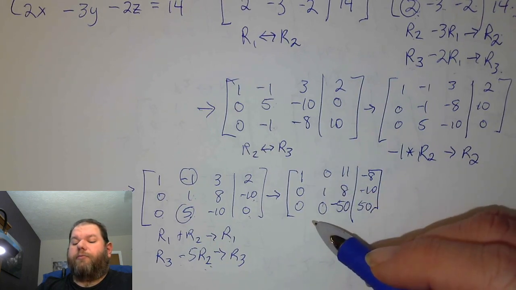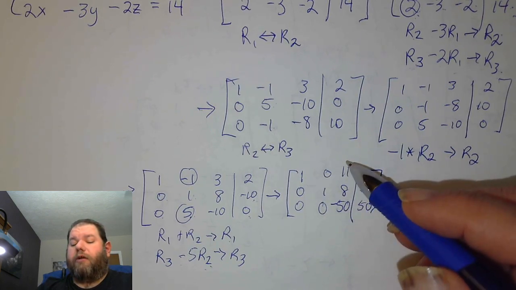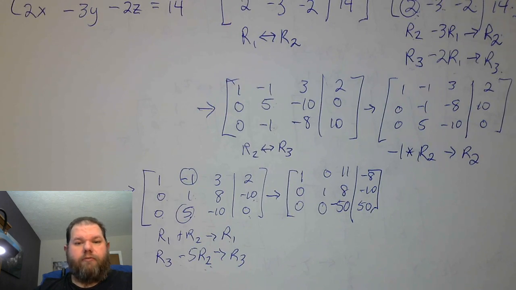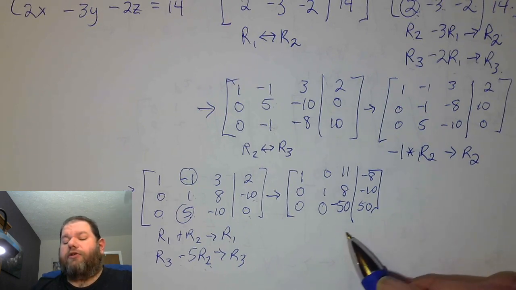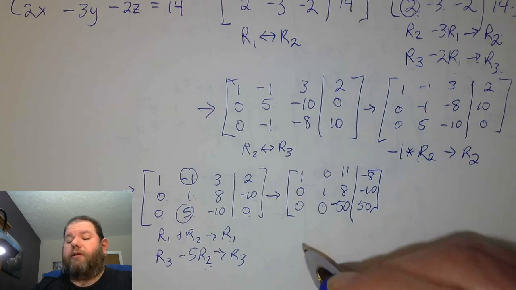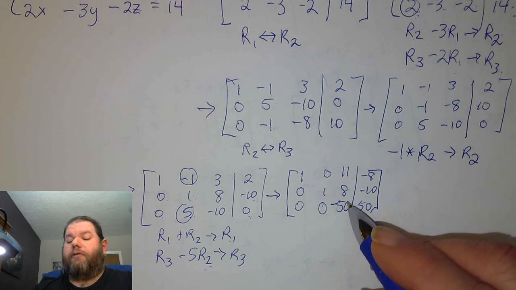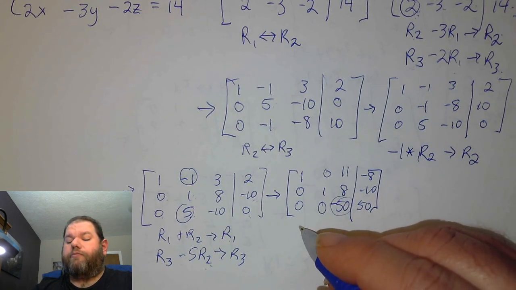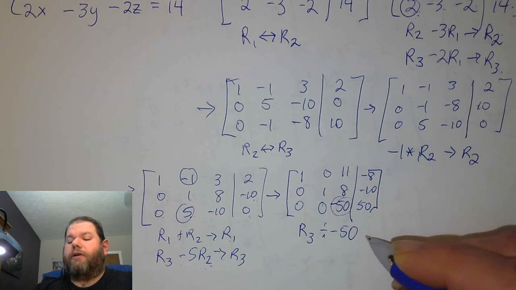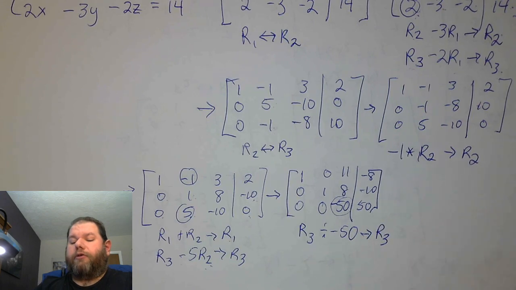So that takes care of column 1 and column 2. Now we're just working on column 3. Once we get to column 3, the only step we can do is the multiplication or division of that row by a constant, which is nice in this case because we have a negative 50 here and a 50 here. So to make this into a positive one right here, we'll take row 3 and divide by negative 50, and that'll give us a new row 3 to work with.